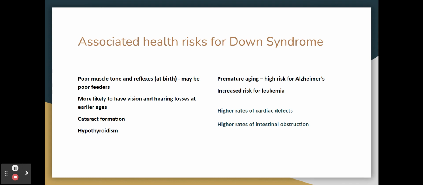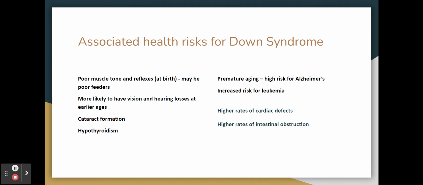These babies are more likely to have vision and hearing losses at an earlier age. So if you were involved with this family at the pediatric level, you know that they need more frequent screening and probably more specific. Now, there's a premature aging risk with Down syndrome. So there's cataract formation, things that you see in older people, you will see in younger folks with this syndrome. Higher risk for Alzheimer's. I think the rate is about 90% for people who live longer than age 40.